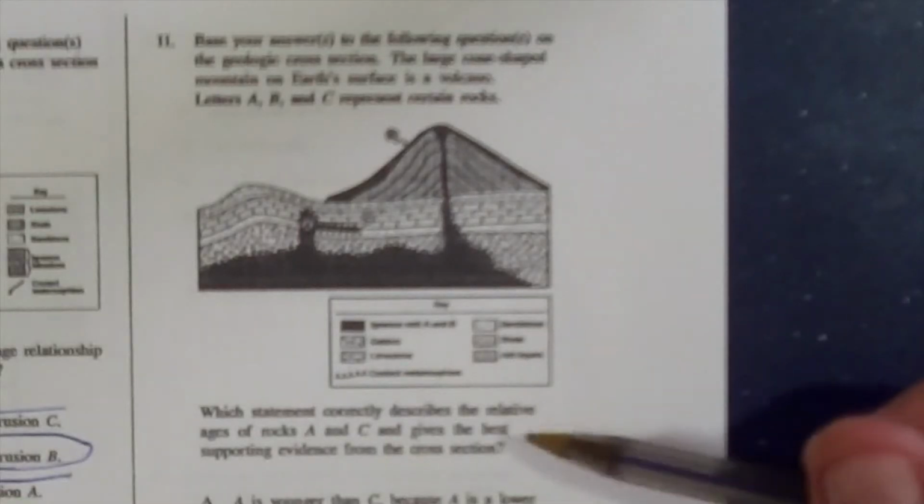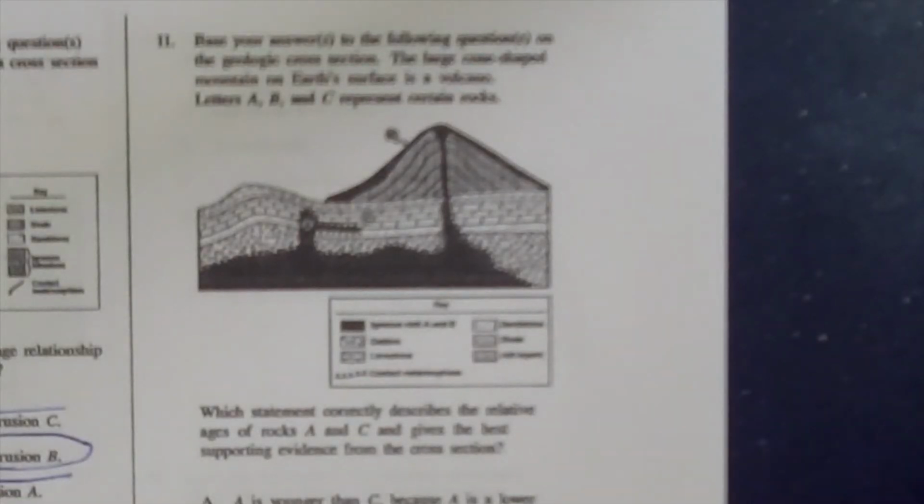Number 11, which statement correctly describes the relative ages of rocks A and C and gives the best supporting evidence? The correct answer is B. A is younger than C because the intrusion of A metamorphosed layer C.